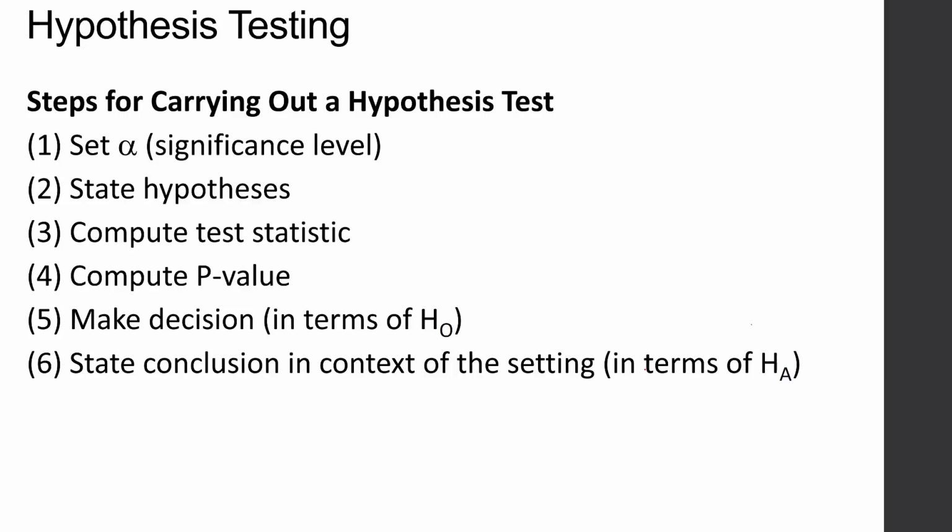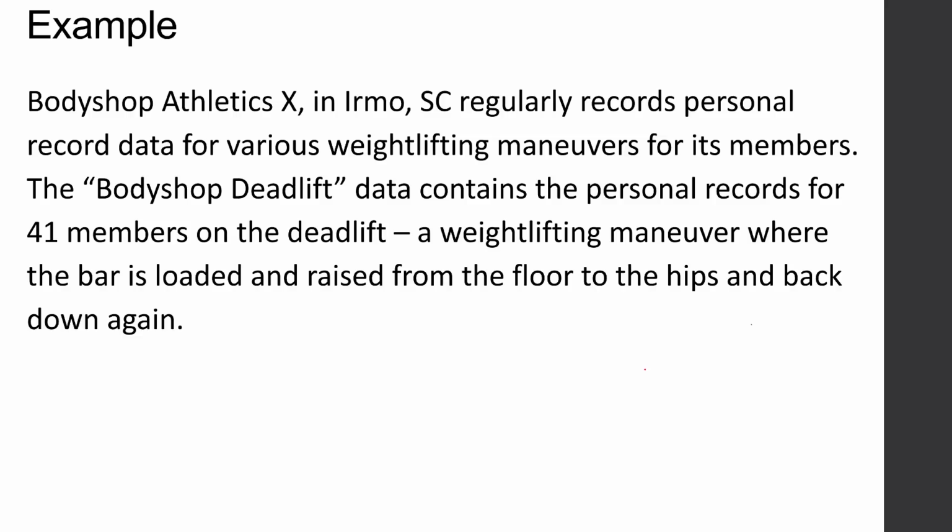Step 2 is state the hypotheses. 3 is the test statistic. 4 is the p-value. 5 is making the decision in terms of the null, and 6 is stating the conclusion in the context of the setting in terms of the alternative. So let's try one out.